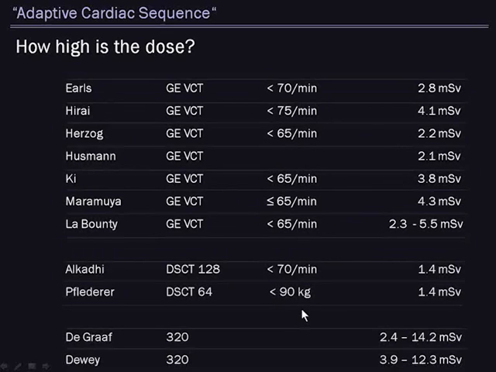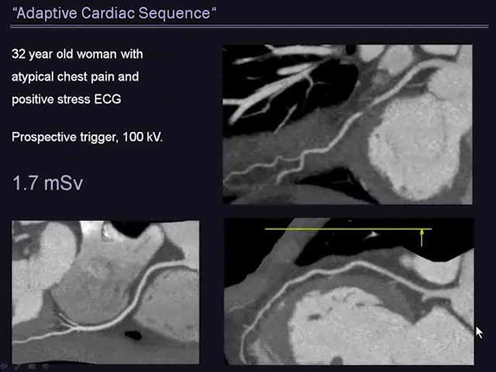So if you look at the publications that have described step and shoot scanning, you will find a very wide range of radiation exposures. In these publications using 64-slice CT, you can see that the dose varies somewhere between 2.8 and about 4 or 5 millisieverts. We have 2 publications looking specifically at dual source CT, step and shoot acquisition, and you can see the dose reported was 1.4 millisieverts. And then for the 320-slice scanners, because as I said, often multi-segment acquisition is used, dose depends on the heart rate a lot, and was somewhere between 2.4 and 14 millisieverts in this publication.